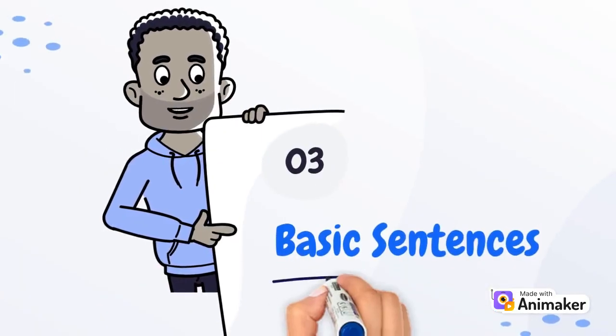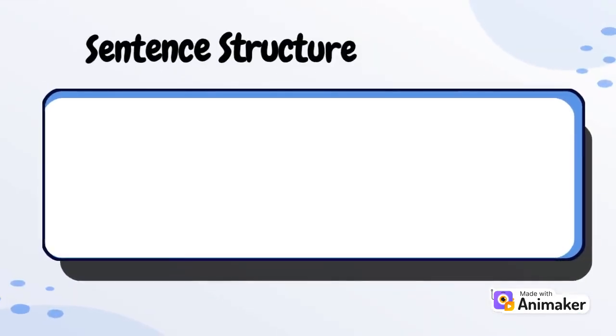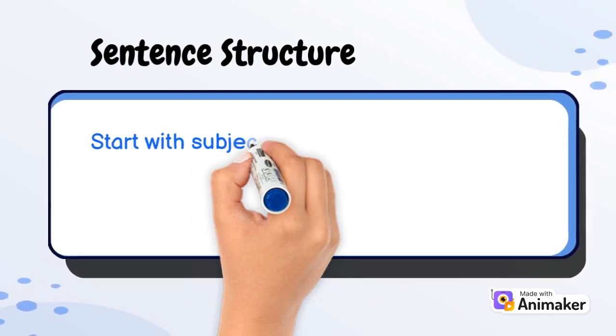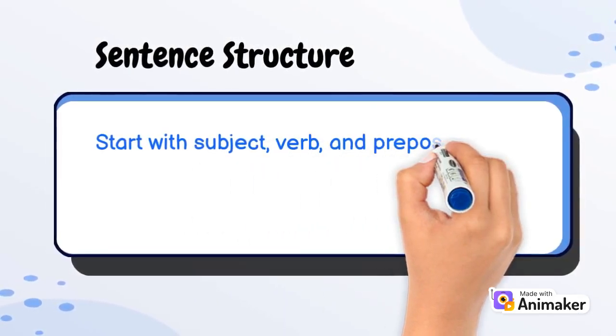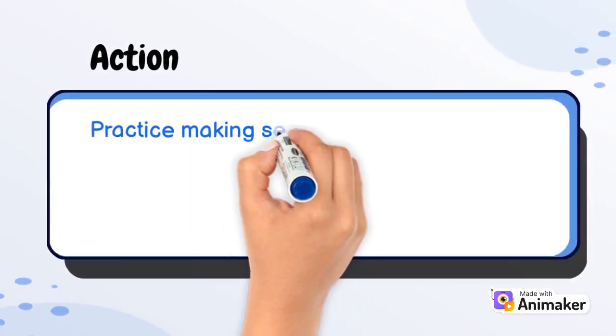Learn simple sentence structures for beginners. Sentence structure. Start with subject, verb, and preposition. Action. Practice making sentences about your cat.